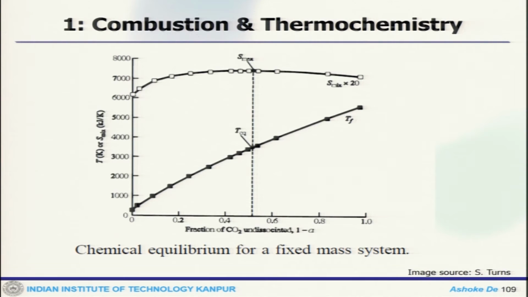So, this particular curve shows how that variation actually takes place. This is the fraction of CO2 undissociated, 1 minus alpha. On this axis you have 1 minus alpha, where alpha is the fraction of dissociation. So, that you get, and you see how the temperature and the other things vary.